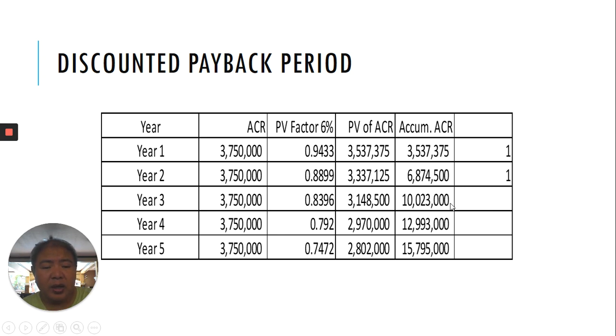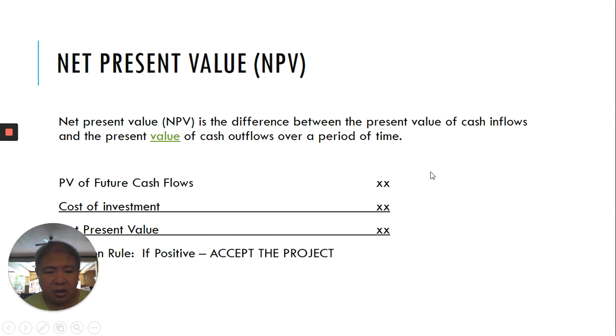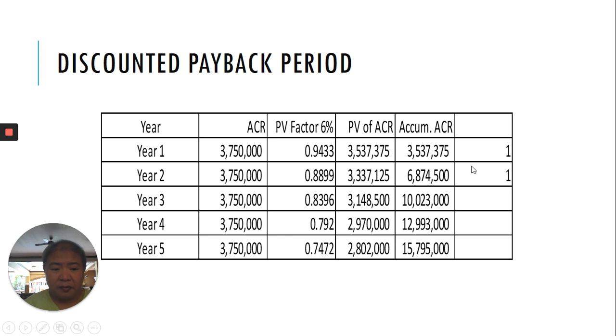So what we'll do is we will again get the difference. That's the cost of investment minus the accumulated annual cash flow of 6,874,500. So we will be needing 3,125,500. If we divide this by the present value of annual cash return on year three, that's 3,248,500, then we'll get almost all of it, 0.99. So therefore, our discounted payback period for this project is 2.99 years, almost 3 years.